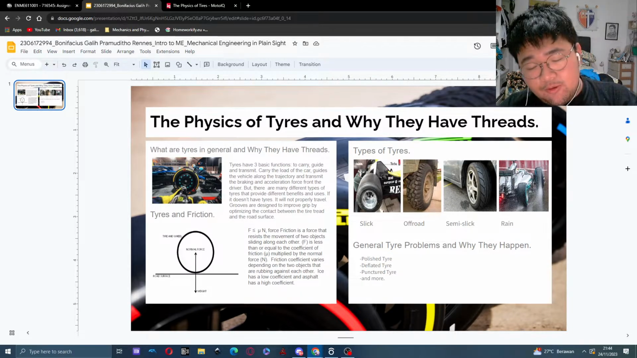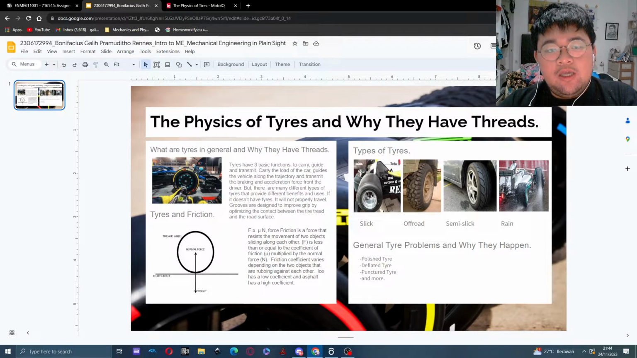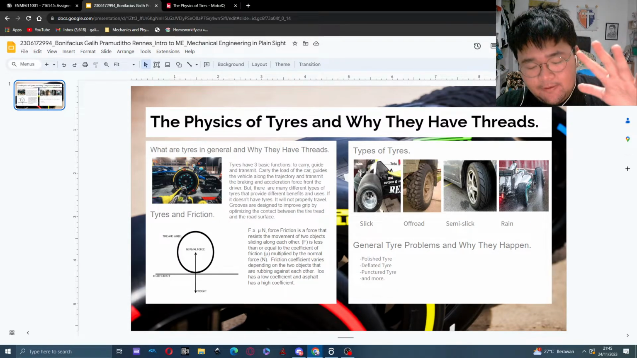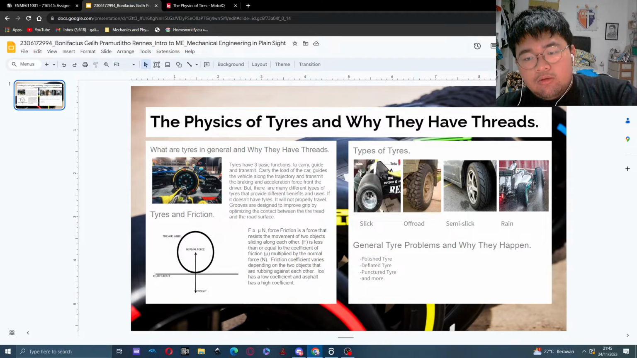And also it goes for rain tires. Rain tires allow the racing car to go through the track, displacing rain and other things on the rainy tracks without causing a phenomenon called hydroplaning, which is the tire not allowing the car to touch the ground due to the rain.